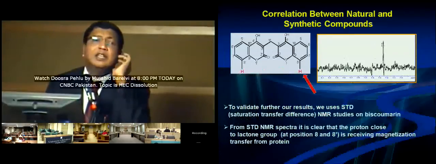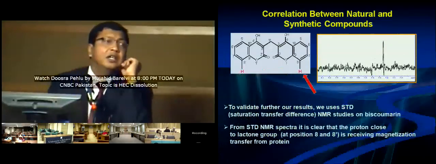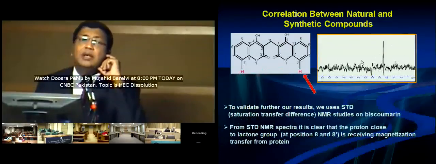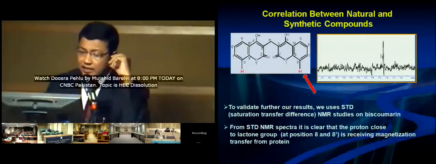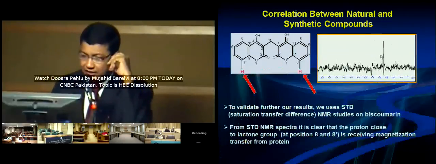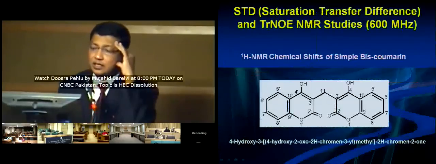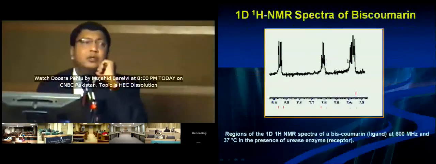Remember, this is just an increase in intensity. The other protons which are not receiving any saturation totally disappear because it is a difference spectrum, no? So this is just an intensity increase, and these are two protons, and eventually these are three different protons, this is 6, 7 and 8. These are the three protons which are part of the molecule.